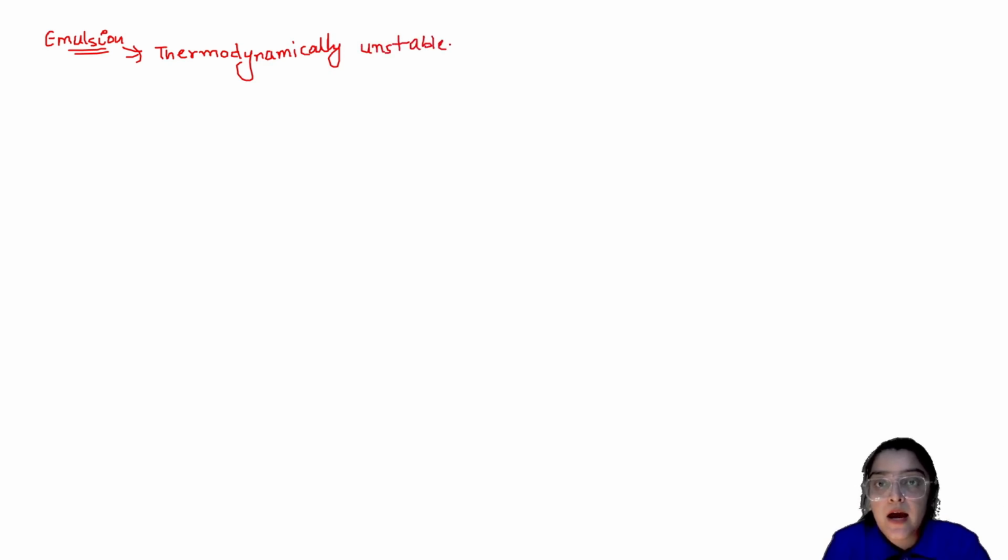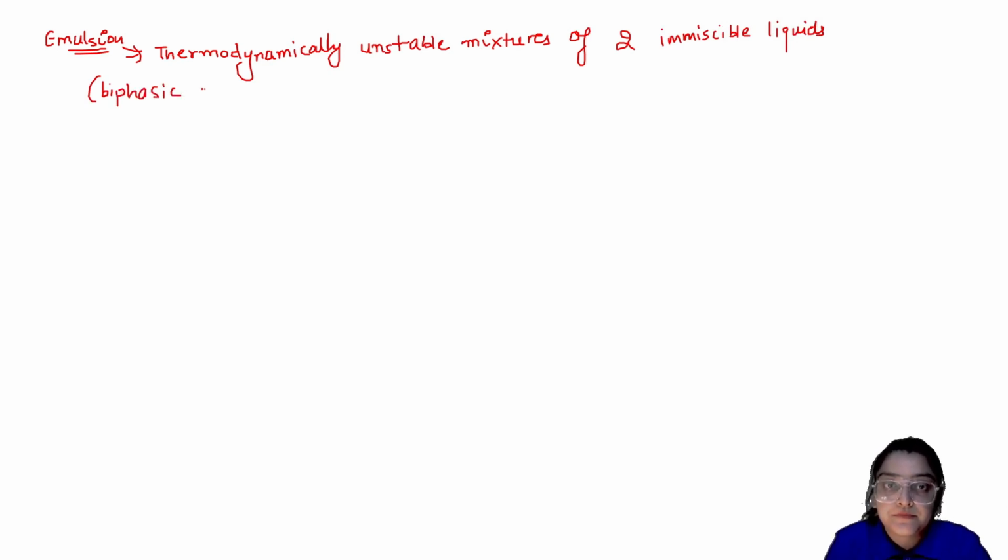So to begin with, firstly, I'll just write quickly the basic definition of emulsions, right? As we know, suspensions and emulsions are a part of a heterogeneous biphasic system. So they are stated as thermodynamically unstable mixtures of two immiscible liquids, obviously a part of a biphasic system, which consists of actually two phases.